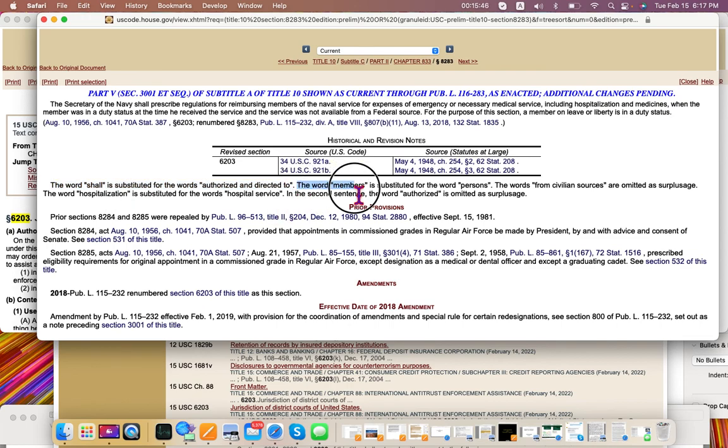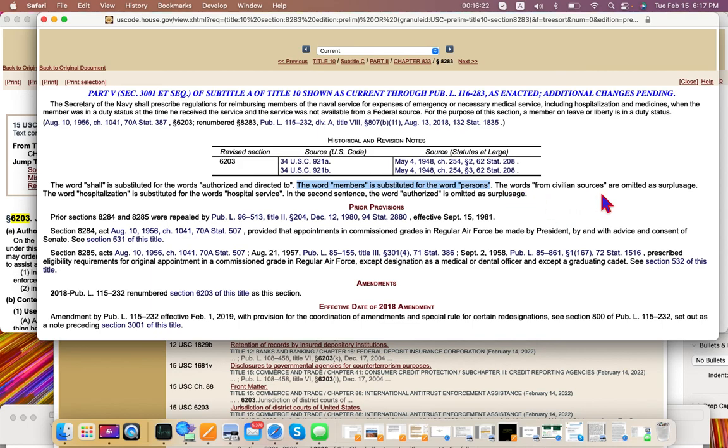Okay, now the word members is substituted for the word persons. So they go from citizen to members to persons, and persons, members, citizens, citizens, persons, members. It's all the same thing. Now we're talking about the armed forces, the military, because the military are citizens and citizens are members and members are persons. So when it says persons, people tend to think, oh, that means me, but it doesn't mean you, because it only means the members of the military.